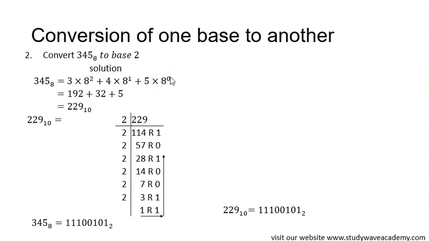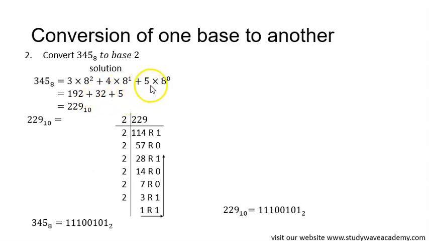We simplify further, right? So 3 times 8 raised to power 2 is going to give us what? When you multiply, what is it going to give you? 192. I hope you are not confused. 8 raised to power 2 is 8 times 8, right? And 8 times 8 is 64. So 3 times 64 is going to give you 192, okay? Plus 4 times 8 raised to power 1. 8 raised to power 1 is still the same as 8, right? So 4 times 8 is 32, okay?